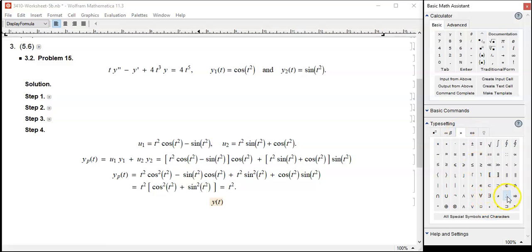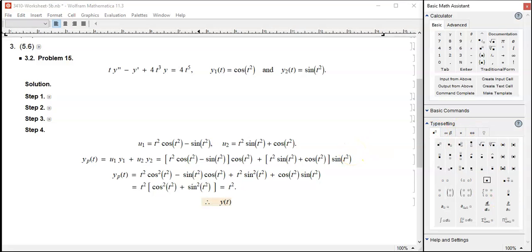Therefore, the general solution must look like C1 cosine of t squared plus C2 sine of t squared plus t squared, the particular solution. Homogeneous, another homogeneous, and particular. Well, shall we check?